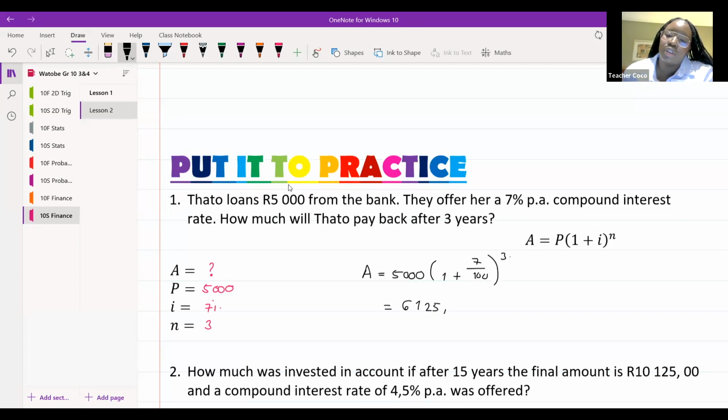6,125,22. Good. Why not? The answer actually comes out as 215. Why do we not leave it as 6,215? Why do we say comma 22? Because if we're talking about money, then we're talking about cents, aren't we? So that's why we say 22 cents.